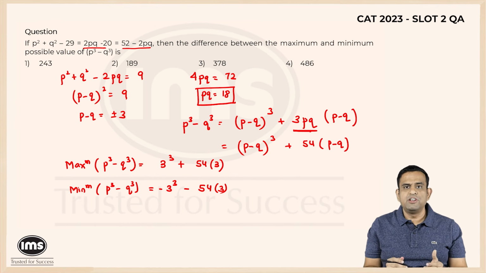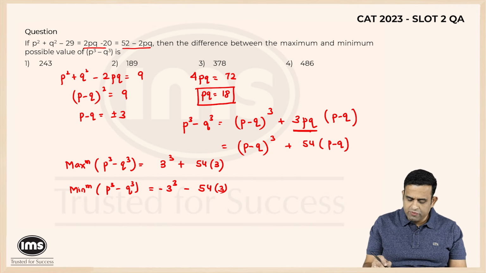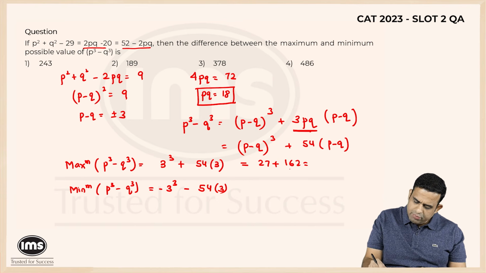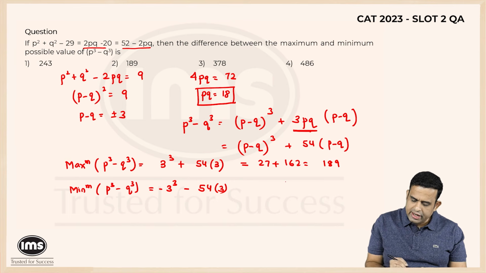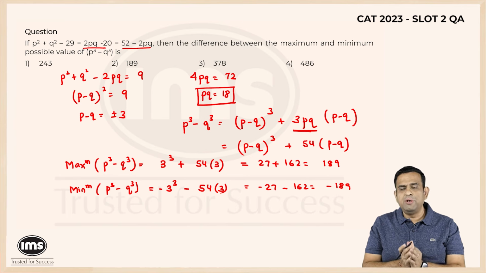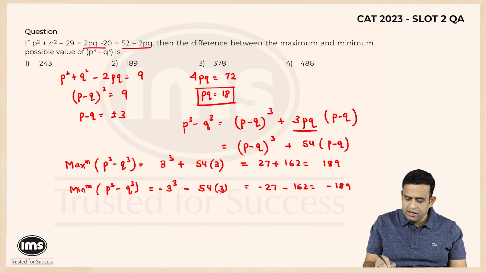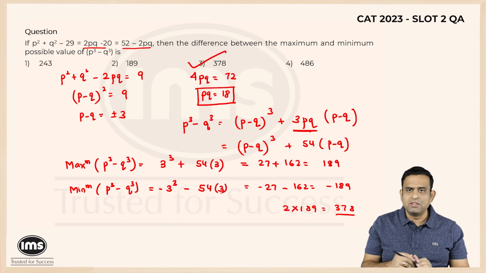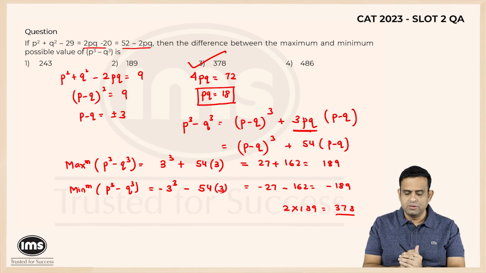And we want to take the difference between the maximum and the minimum. So if I subtract over here, one can see this particular term, if you evaluate, will be 27 plus 162, which will become equal to 189. The other will be minus 27 minus 162, which comes out to be negative 189, and the difference between 189 and minus 189 happens to be nothing but 2 times 189, giving you 378. And hence the required answer for this particular question would be option number 3 over here.